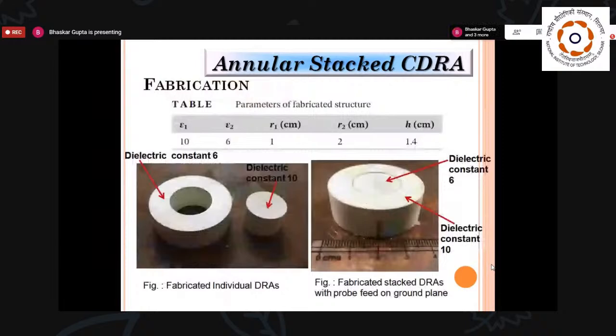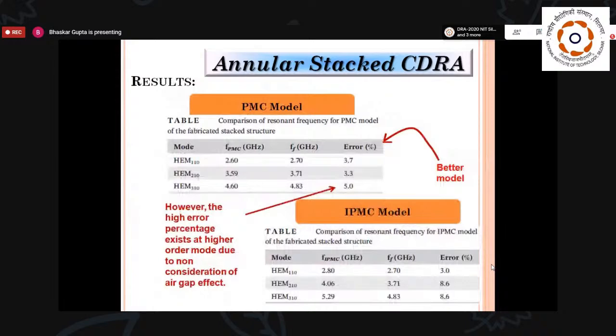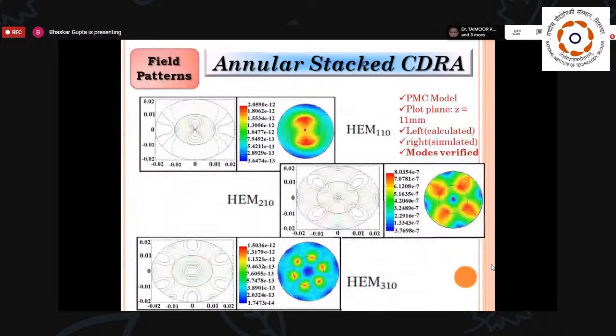PMC is becoming more theoretically justifiable here. So we accepted that, although in the earlier cases that was not the case, because we didn't have that air gap, and accordingly the IPMC model was more accurate. So anyway, then we adopted the PMC model, as I explained.